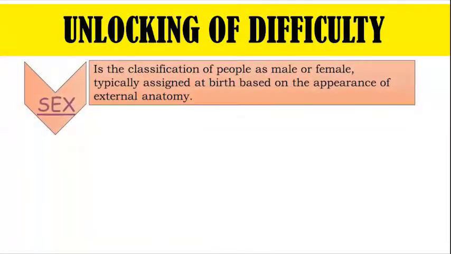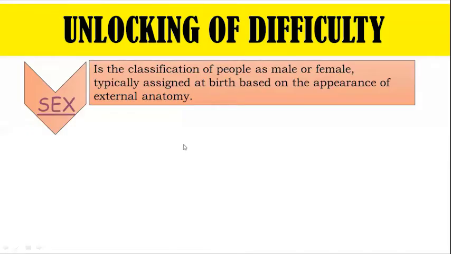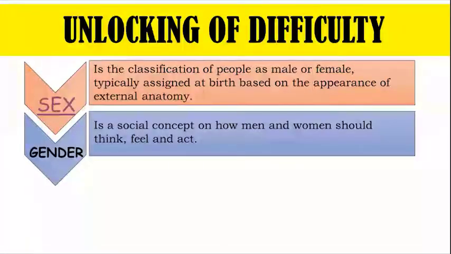What is sex? Sex is the classification of people as male or female, typically assigned at birth based on the appearance of external anatomy. Where do we usually see the word sex? Sex is what we see in our birth certificate because sex is the biological basis of being a male or female. It is different from gender. What is gender? Gender is a social concept on how men and women should think, feel, and act. Meaning, you should act based on your sex, if you are male or a female.